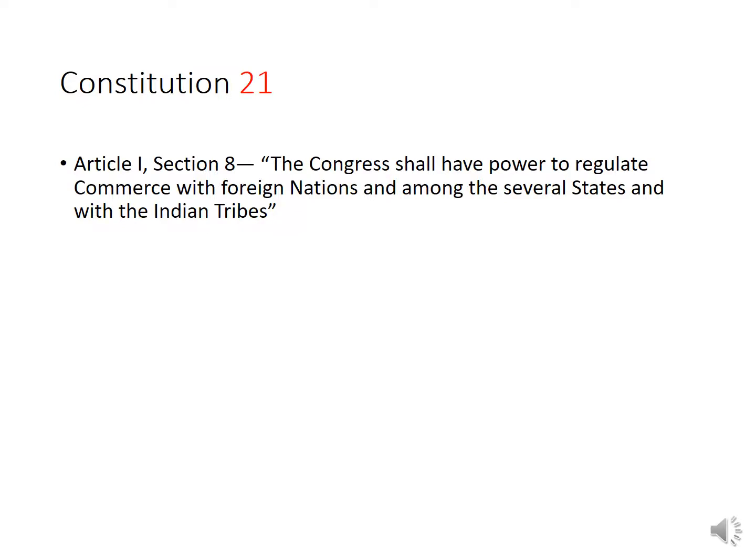So that's outlined right there in the Constitution, Article 1, Section 8. So the Congress shall have power to regulate commerce with foreign nations and among the several states and with the Indian tribes.